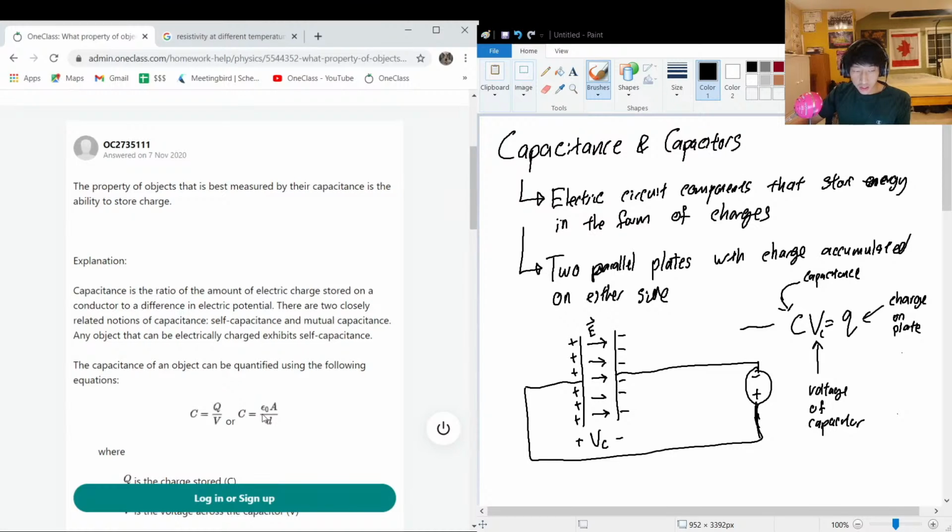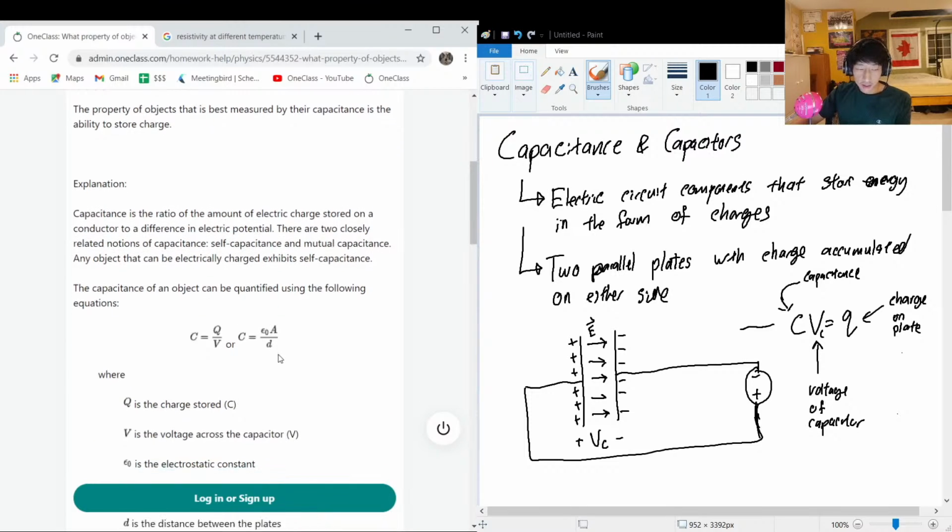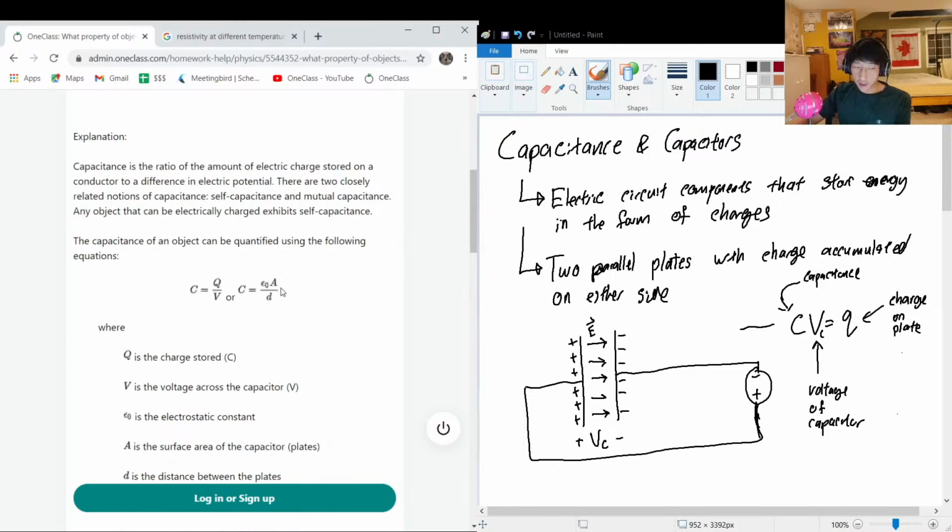Yeah, so here we have the equation: capacitance is dependent on the charge and the voltage across it. Another equation for capacitance is the area of the plate divided by the separation of the plates, multiplied by epsilon naught, which is the permittivity constant of free space. So this is how well that electric field is going to be able to exist between the two plates. It's going to have a different value if there's air between the plates.